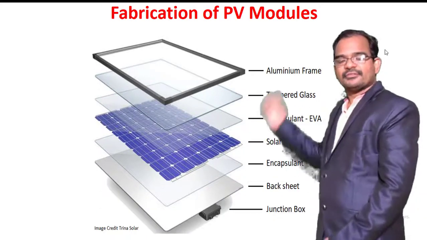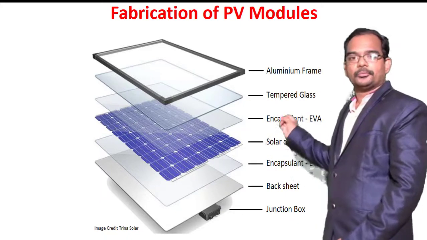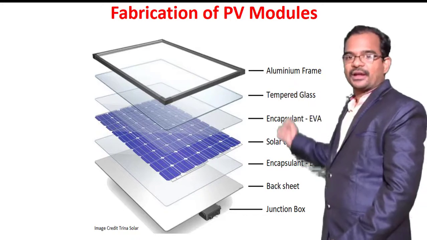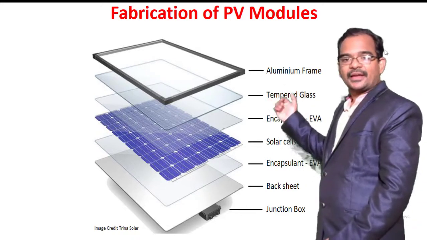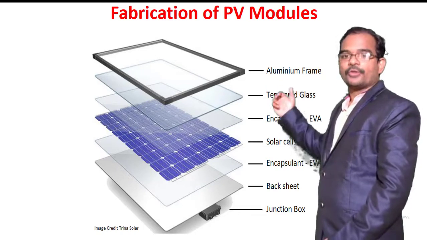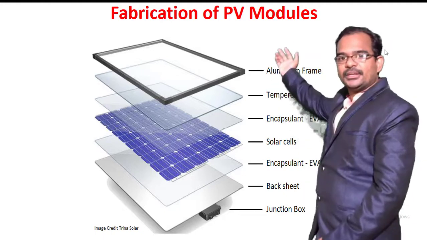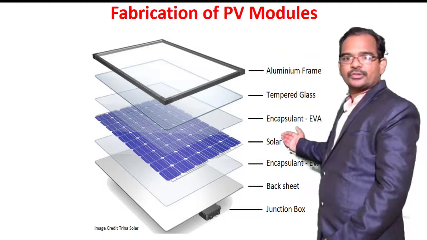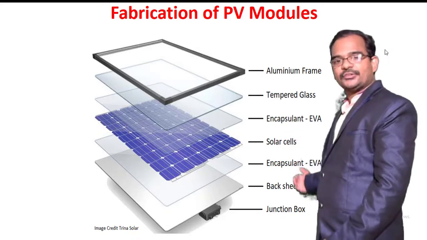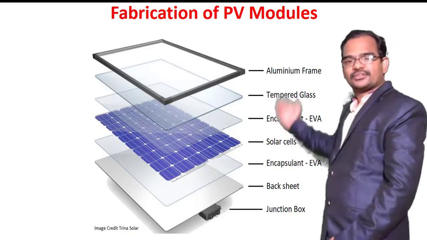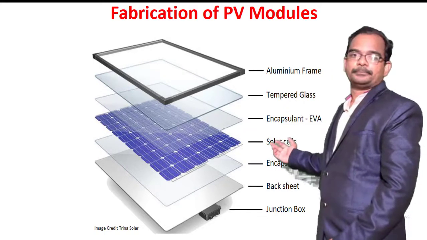Right? So this is the fabricated cross-sectional view of a PV module. It consists of so many parts. At the center you have the solar cells, and the solar cells are sandwiched between many layers. On the top you have encapsulant, then tempered glass, and then aluminium frame. In the bottom of a solar cell you have again an encapsulant, backsheet or Tedlar sheet, and finally you have a junction box. Let's discuss this assembly of solar cells into solar modules one by one.